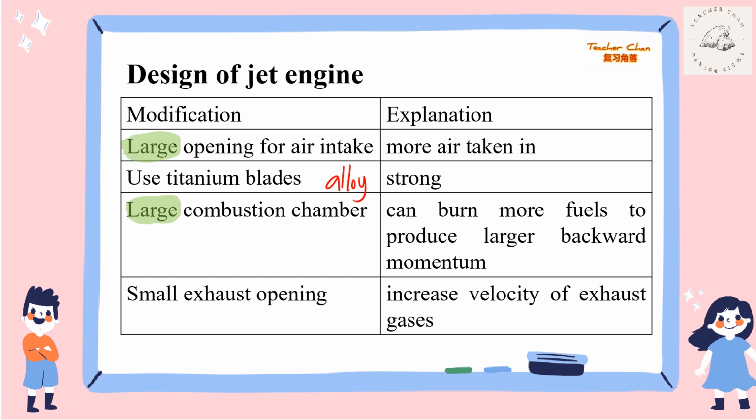momentum. According to the principle of conservation of momentum just now, if you can produce larger backward momentum, at the same time, you can also produce larger forward momentum. Last one, the exhaust opening must be small. A small exhaust opening will produce higher velocity of exhaust gases.